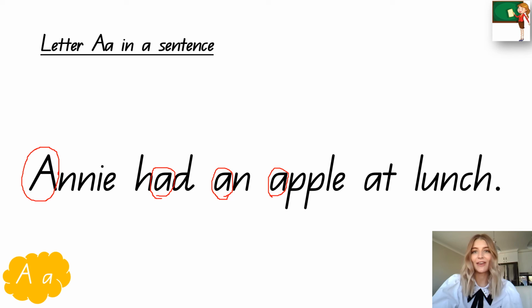Okay, let's go to our next word, at. Can you put your finger on the A in that word? At the start again. Good. Let's look at our last word, lunch. Are there any letter A's in the word lunch that you can see? No, that's it. Let's count how many letter A's we had. 1, 2, 3, 4, 5 letter A's.